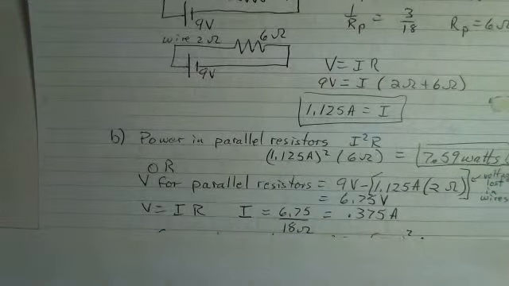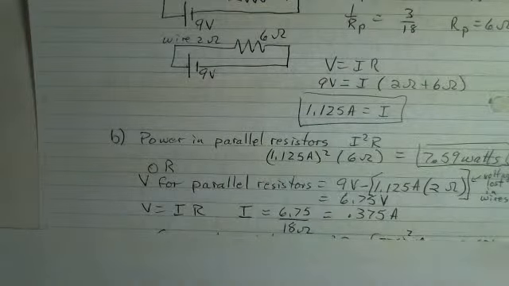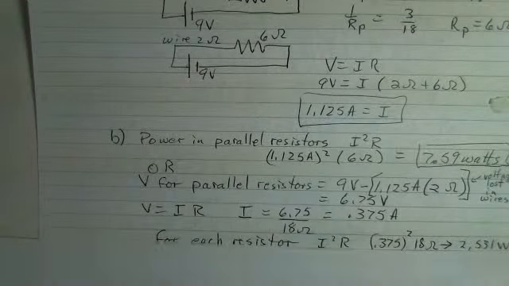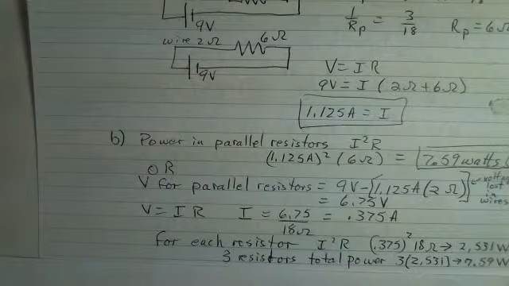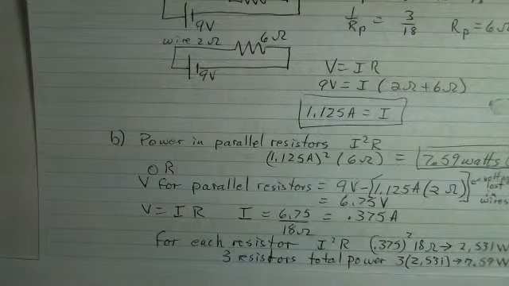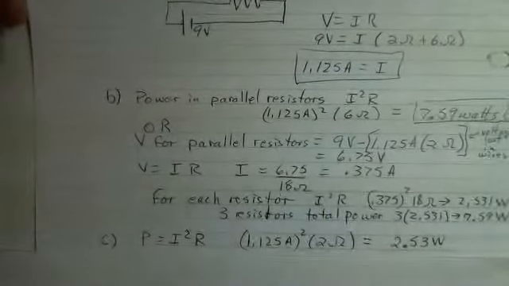So I have 0.375 amps in one of those 18 ohm resistors, and a power then of 2.531 watts, doing I squared R in the 18 ohm resistor in the parallel circuit. Since there are 3 resistors, there's going to be 3 times the power. About 7.59 watts would be the power in the parallel combination.